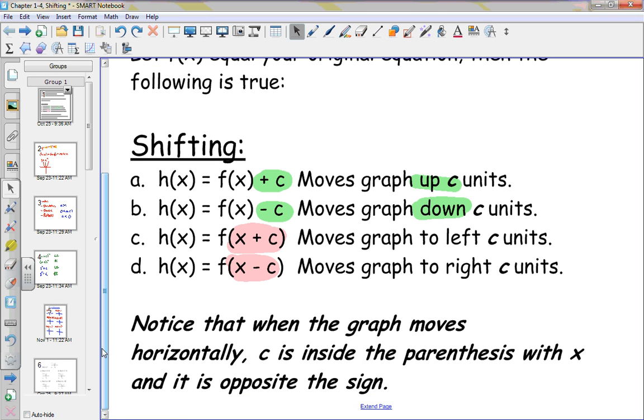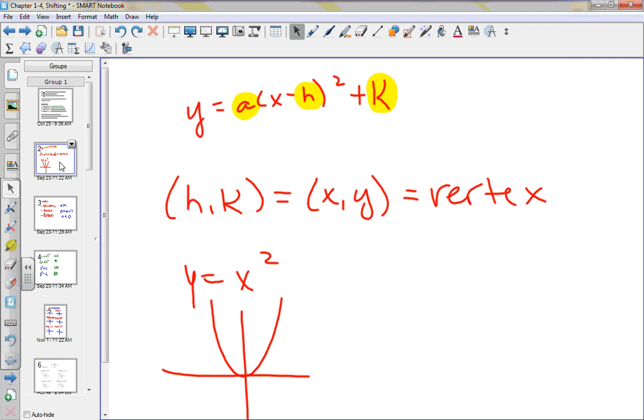Okay? This is not difficult stuff today. This is very easy stuff today. This is stuff that you got back in Algebra 2 with the transformations. Okay? So what I'm talking about today, I give you this standard equation of a parabola, y is equal to a times x minus h quantity squared plus k. Remember this? The h, k stands for the vertex.